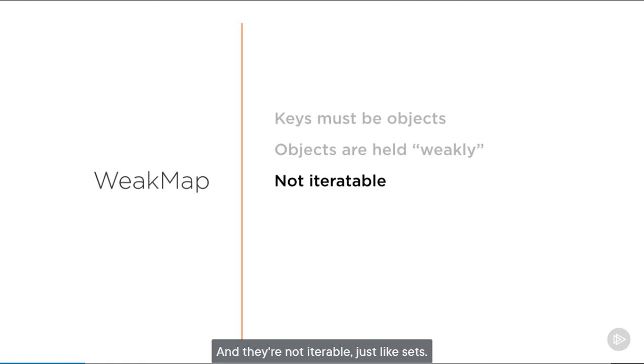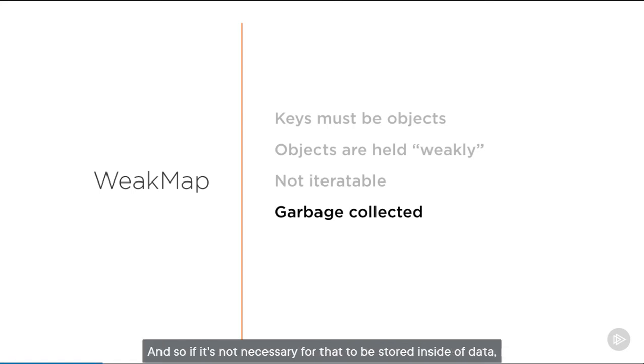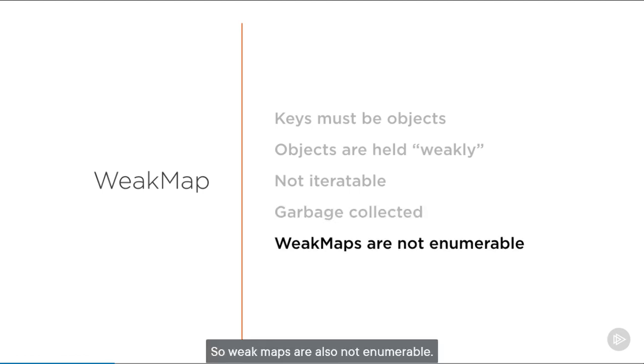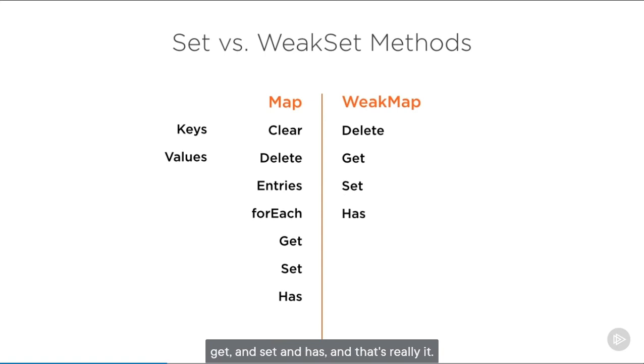And they're not iterable, just like sets. You cannot iterate through a weak map, and they're also garbage collected. And so if it's not necessary for that to be stored inside of data, it'll automatically free it up. So weak maps are also not enumerable. Enumerable means that they cannot be fully counted. So even though I created a map, if it's not being referenced, I can't count on that in that certain number. In maps, you can use keys and values and clear and entries and forEach and get and set and has. But for weak maps, you really can only use delete, get, set, and has. And that's really it.